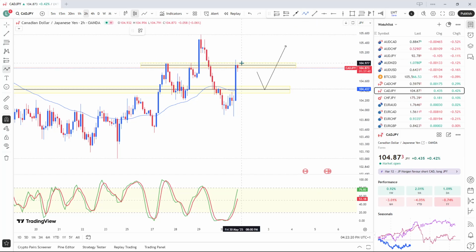Or if it breaks through, I'd be looking for a buy back up. So either way, that's what I would be looking to do.